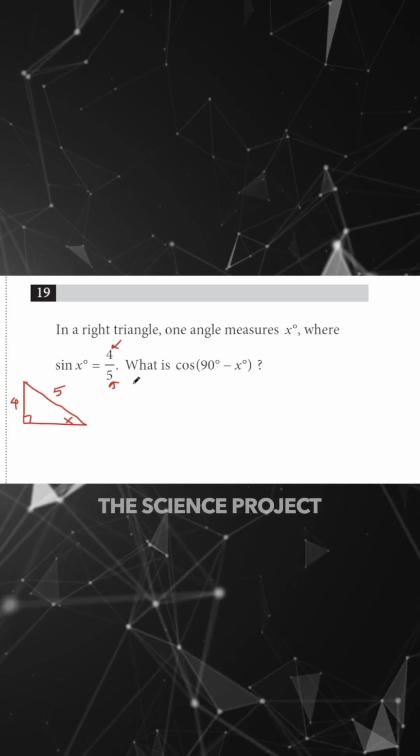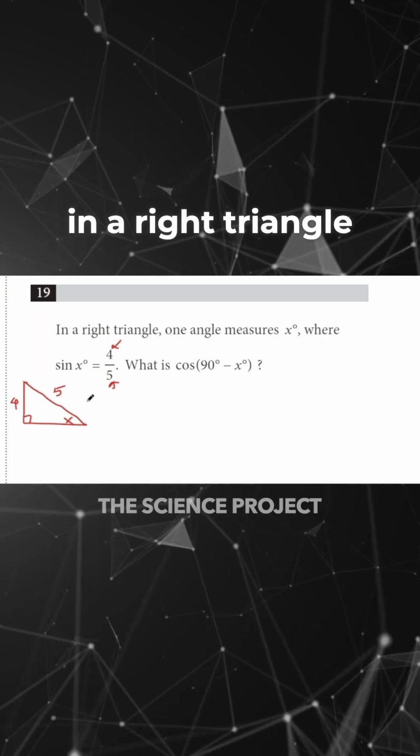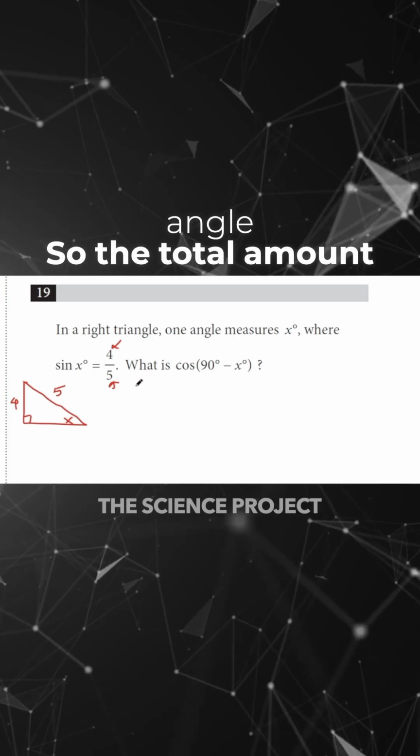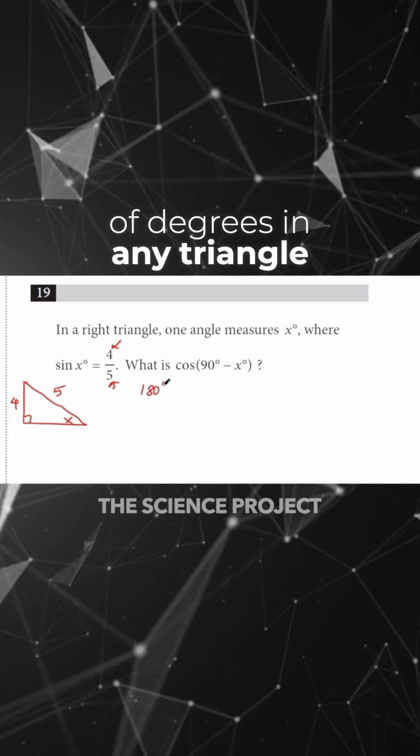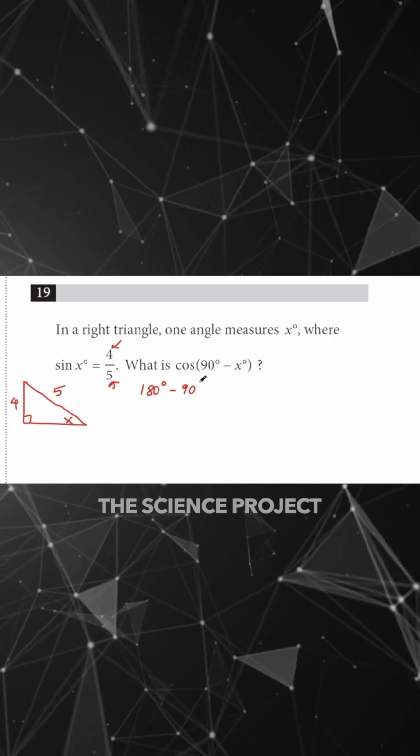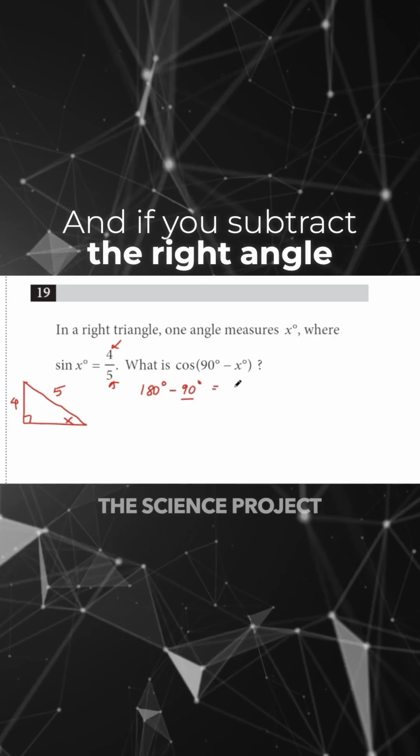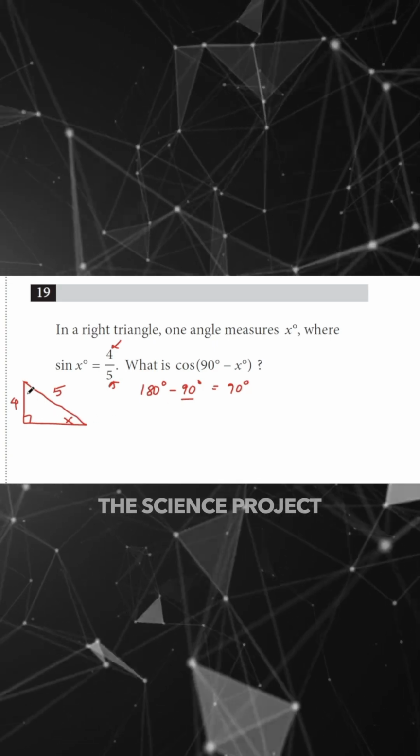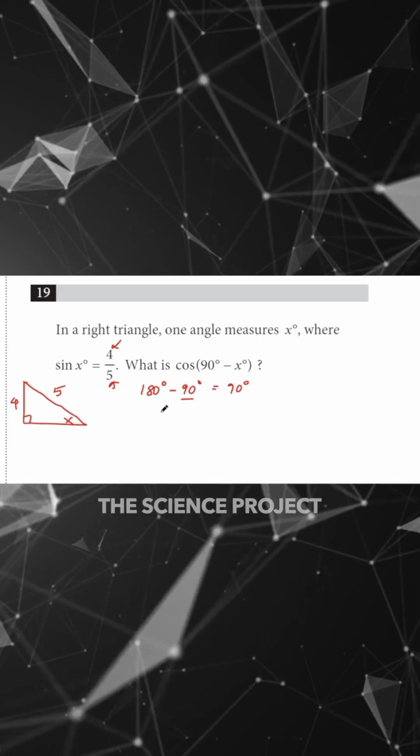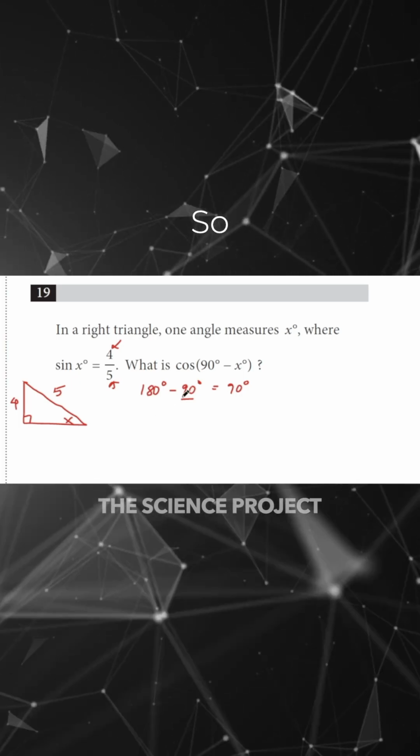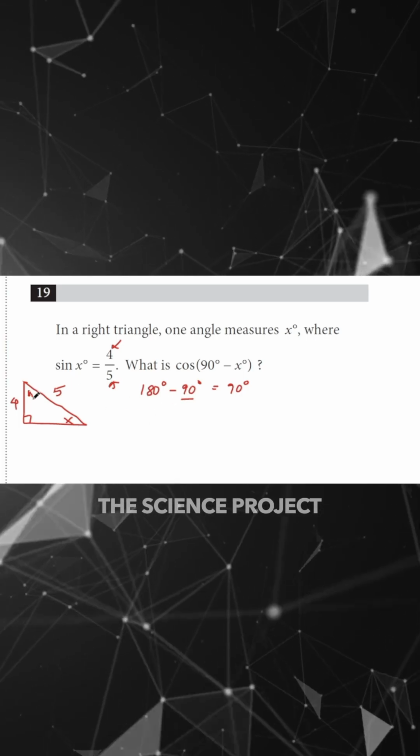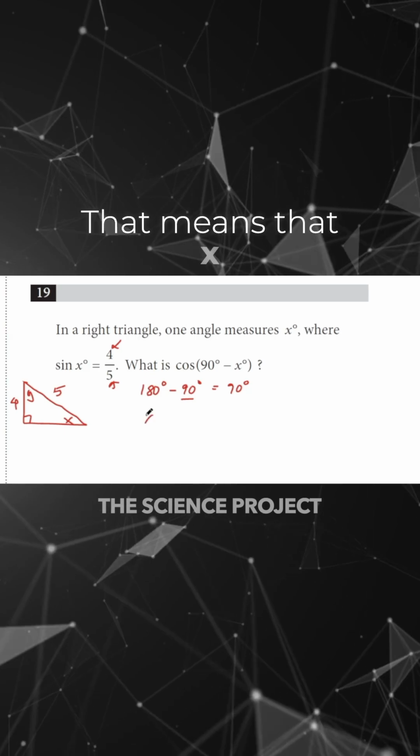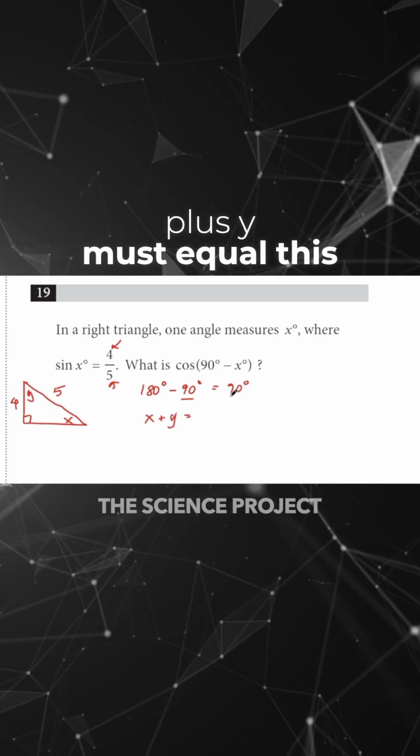Well, one thing you need to know is that in a right triangle, there's one right angle. So the total amount of degrees in any triangle is 180. And if you subtract the right angle, you're left with 90 degrees between this and this. Right? So let's say this is angle y. That means that x plus y must equal this 90.